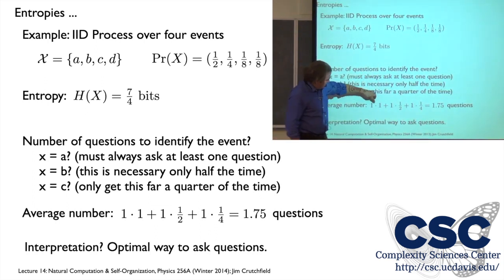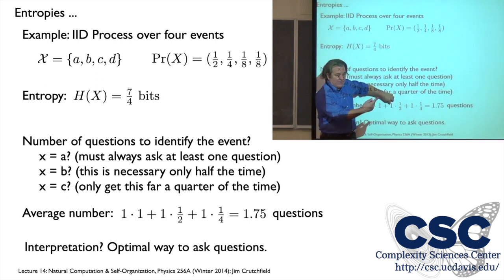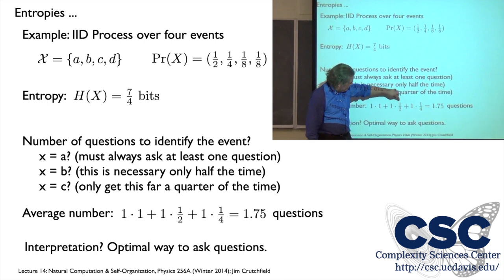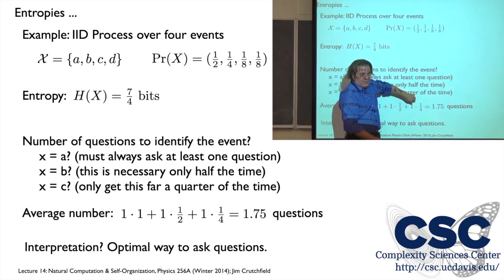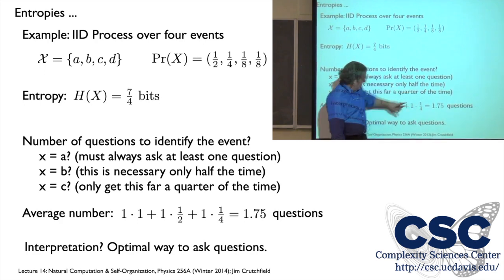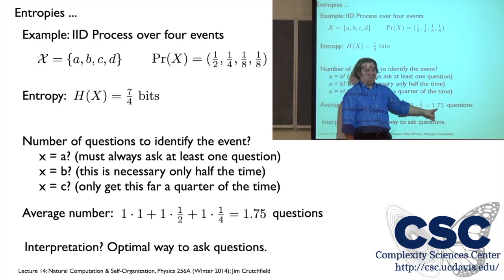I have to ask one question. I will ask one question with probability 1. If it says no, it's not A, I have to ask another question, but that's only going to occur with probability half. And then so on, the rest of the set. I'll ask a final question, is it C, a quarter of the time? And notice that when you sum that up, that is 1 3/4.